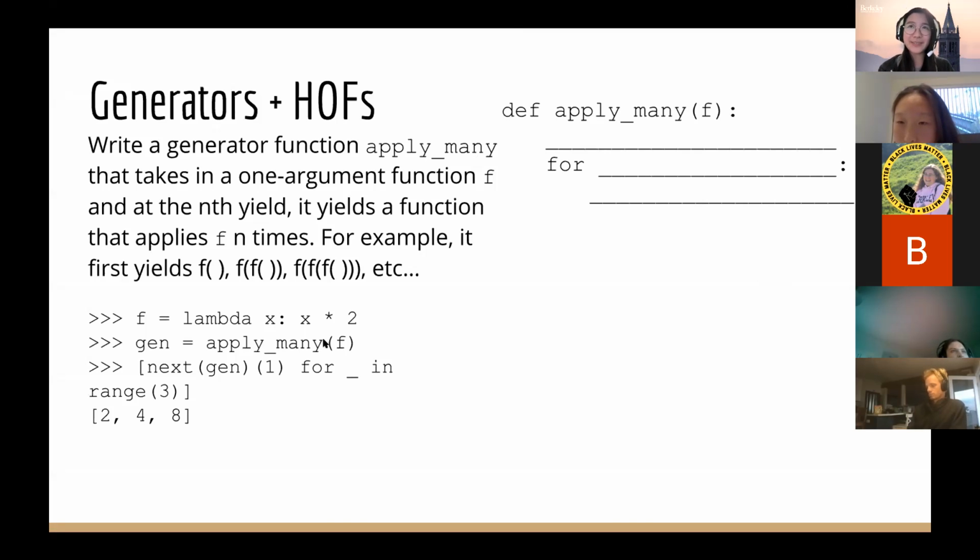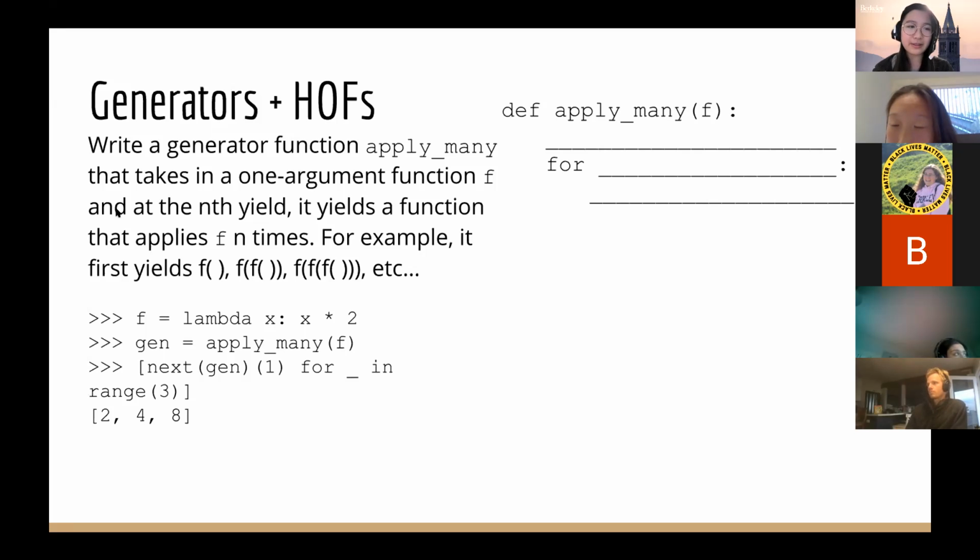So next one, we have a short-ish question: generators and higher order functions. We want to write this generator function apply_many that takes in one argument function f, so you can call f of x, and at the nth yield, it's going to yield a function that applies f n times. Basically, the first time you try to get next on this generator object, it'll just yield f. The next time, it'll yield something that calls f of f of x, etc.